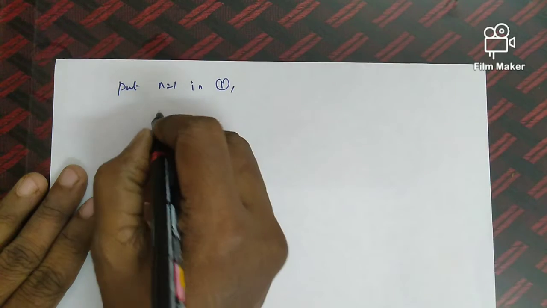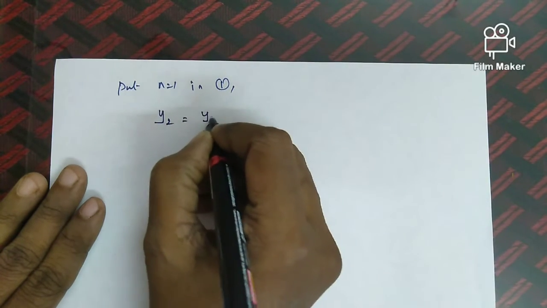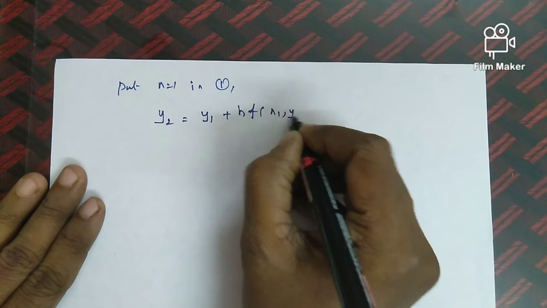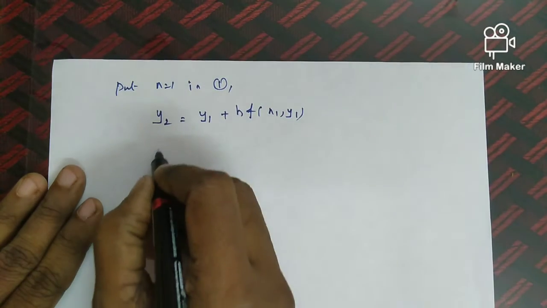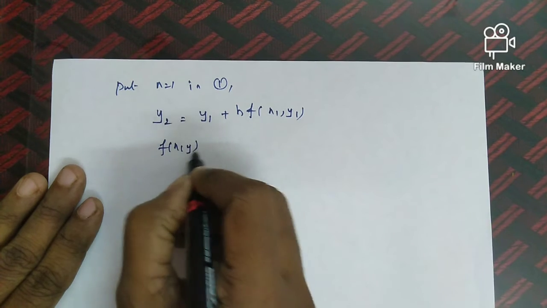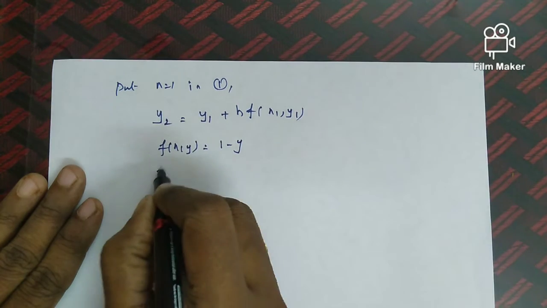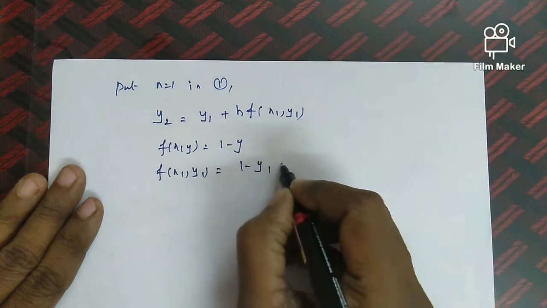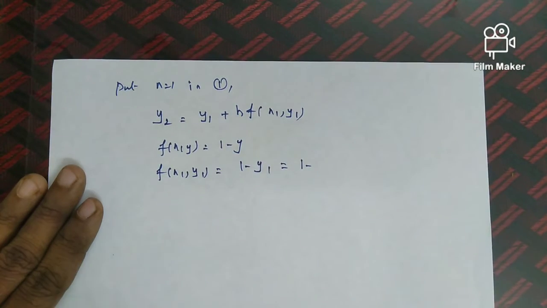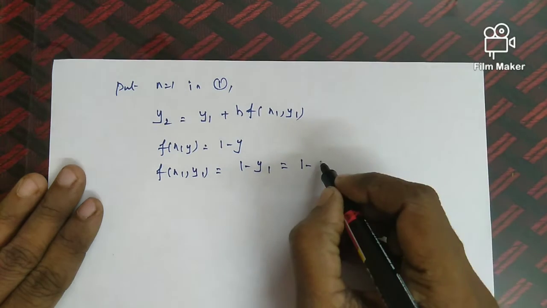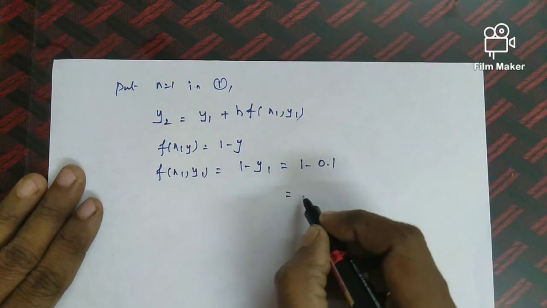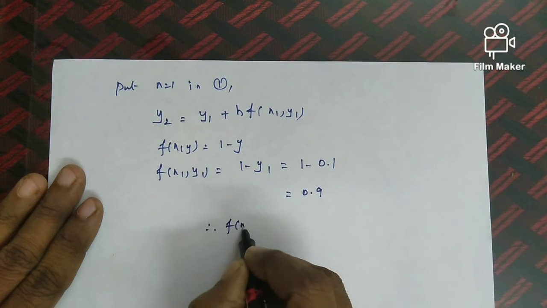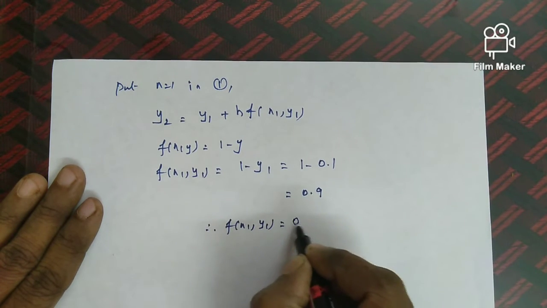y2 is equal to y1 plus h into f of x1 comma y1. Is it clear? f of x comma y is 1 minus y. We want the value of f of x1 y1, that means 1 minus y1. The y1 value we just got, what is that? 0.1. So 1 minus 0.1 is nothing but 0.9. Therefore, our f of x1 y1 is 0.9.